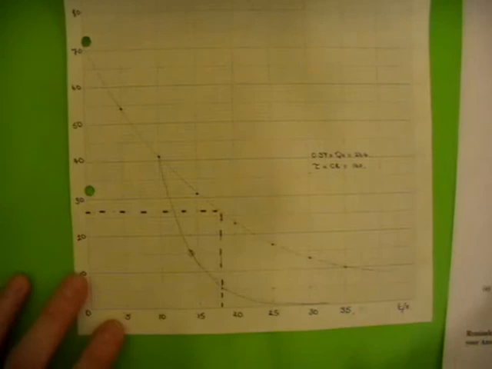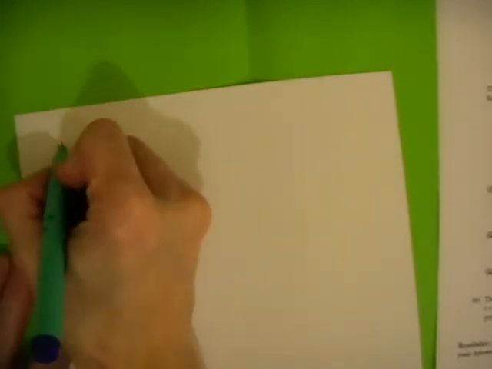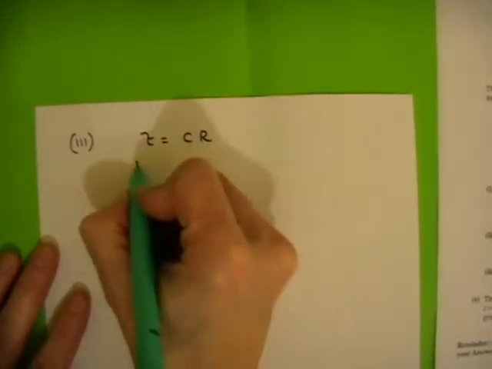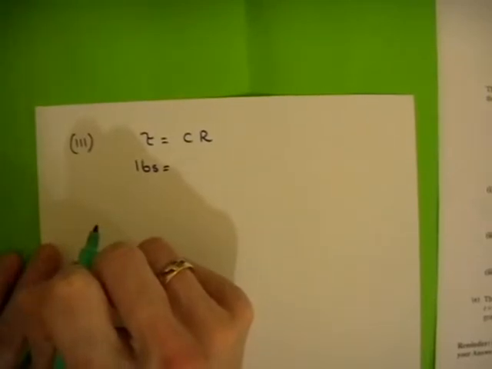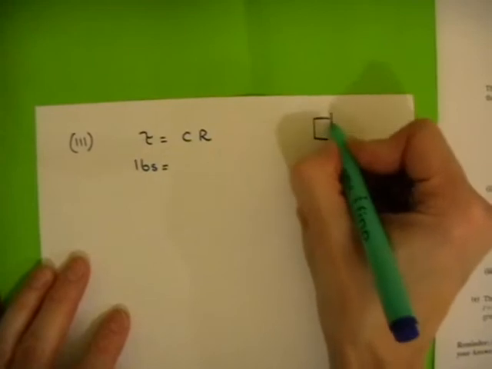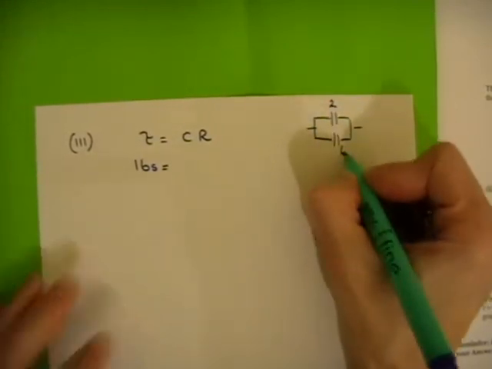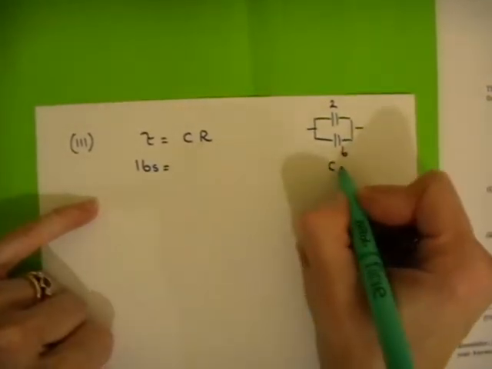It then says to you, hence calculate the resistance of the resistor. So if I just write down here, this is part 3 of this question. You know tau is equal to CR. From our graph, we found that tau is 16 seconds. We are told the two capacitors there have a capacitance of 2 and 6. So the total capacitance in the circuit is 8.